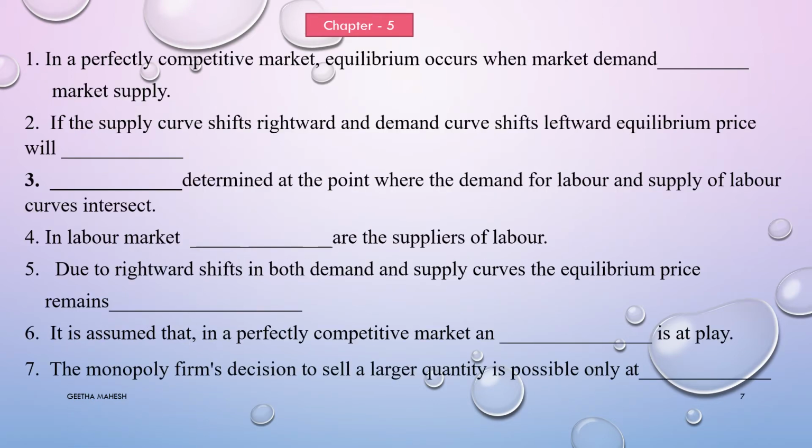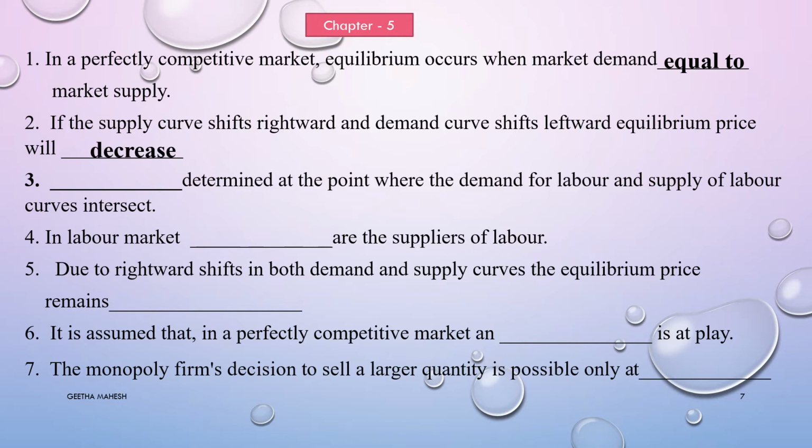Let us discuss few important fill in the blanks from the chapter 5. The market equilibrium. The first one, in a perfectly competitive market, equilibrium occurs when market demand equal to market supply. If supply curve shifts rightwards and demand curve shifts leftward, equilibrium price will decrease.